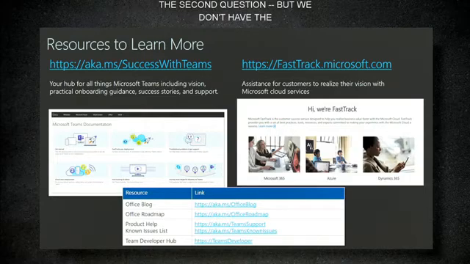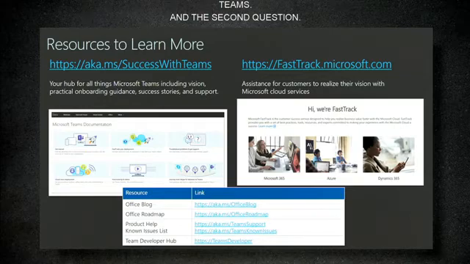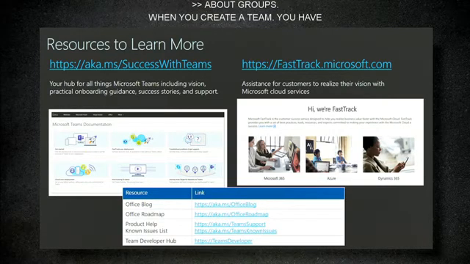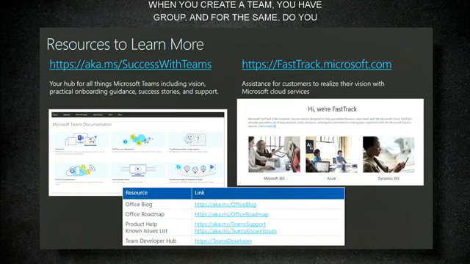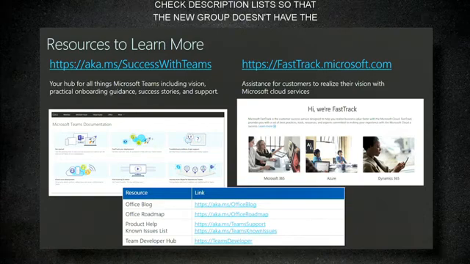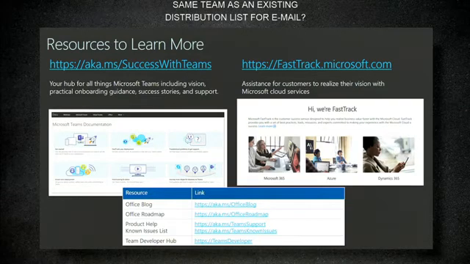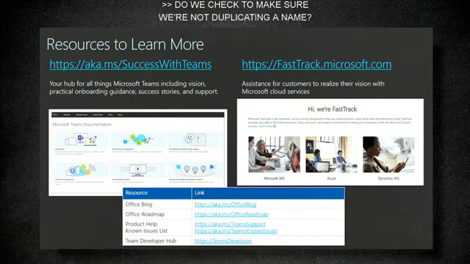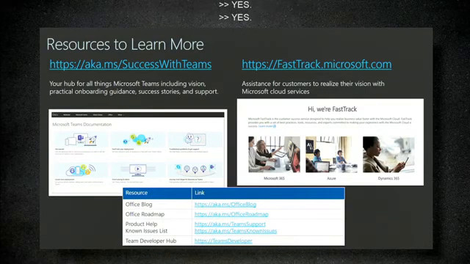And then the second question, about groups. When you create a team, you have a group. And for the name, do you check distribution lists so that the new group doesn't have the same name as an existing distribution list for email? Do we check to make sure we're not duplicating a name? Yes. When we go through a distribution, if someone's already a member of the team, we don't add them twice.